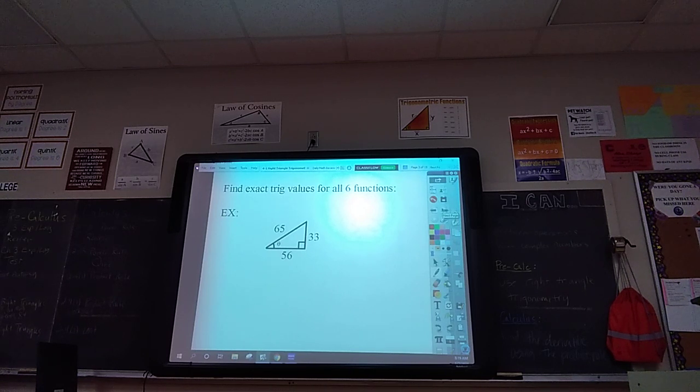So again, we're not worried about finding exactly specific angles or sides. Well, in this case, we actually know all 3 sides. We're not worried about finding the angle. All I want you to do is write the exact trig values for each function.